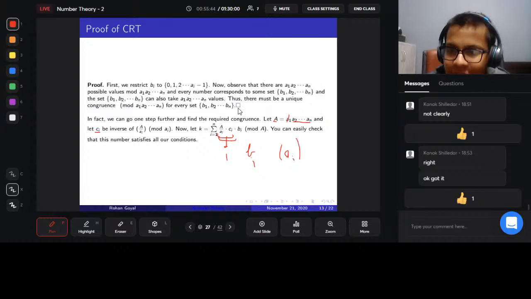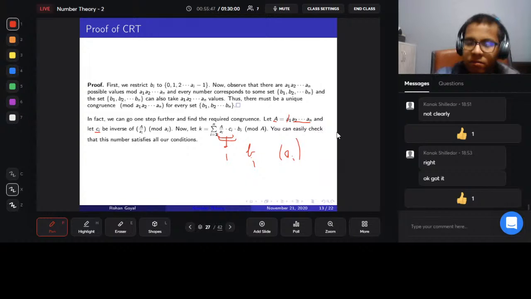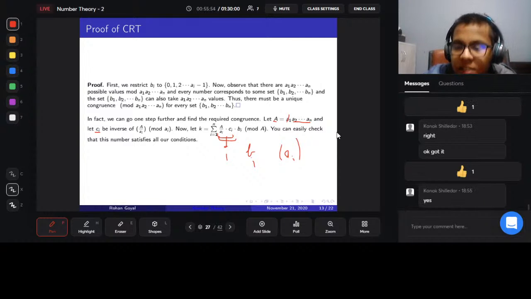Is this cool? Is this fine? Is it fine for you, how we actually got the number that satisfies the condition? Awesome.